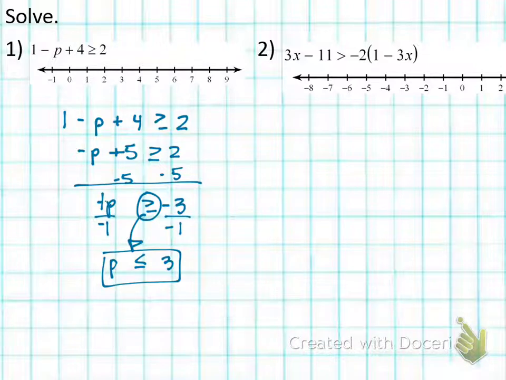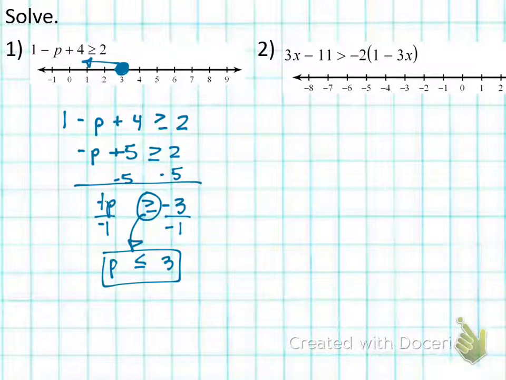Now I'm going to go to 3. And I'm going to have the arrow pointing to the left. And I fill it in because it's equal to. Okay, that's number 1. Same as yesterday, right? Yeah. Number 2. Number 2 is a little bit harder.